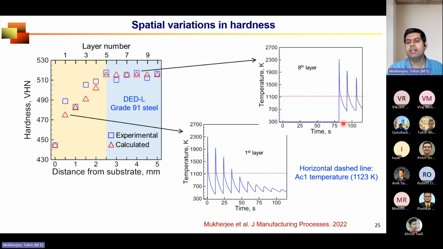After the 8th layer, there are 2 more layers remaining, and you will see that for both layers, the peak temperature goes above the AC1 temperature. That means all the martensite that you formed transforms back to austenite. So there is no change in hardness. So if you understand how the temperature is changing, you can conclude very nicely on the variation in microstructure as well as mechanical properties.